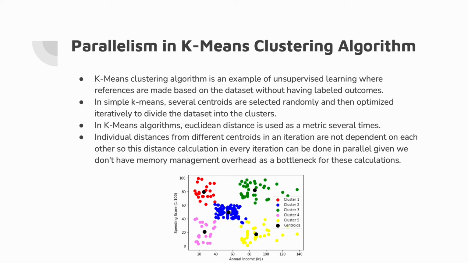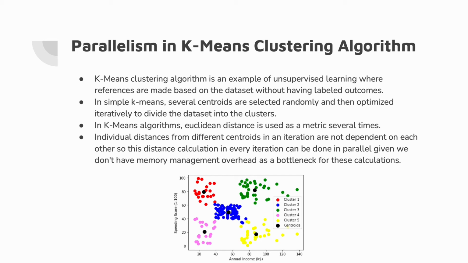Now the individual distances of data points from the different centroids in an iteration are not dependent on each other. So this distance calculation part in every iteration, we can do it in parallel, and this gives us the scope to use parallelism and optimize the whole algorithm. This algorithm will be efficient if we don't have memory management overhead as a bottleneck for these calculations.